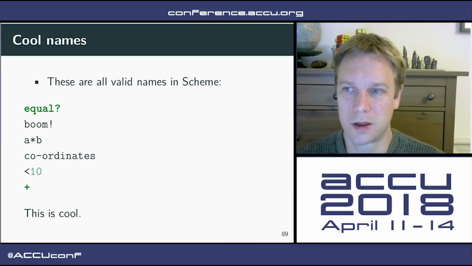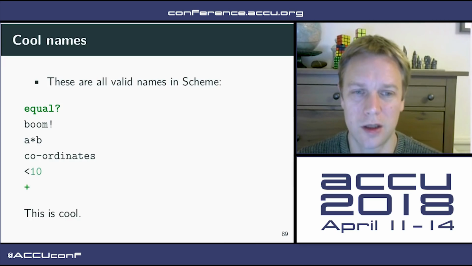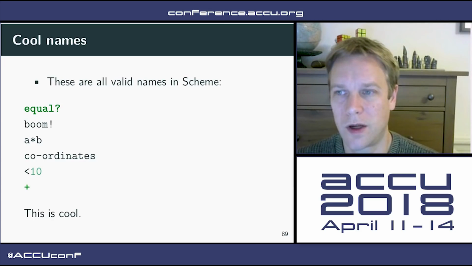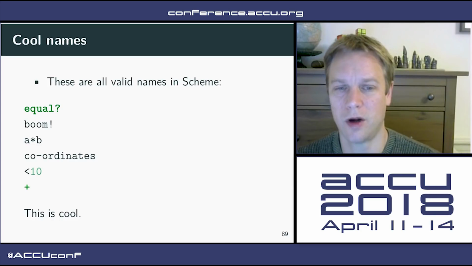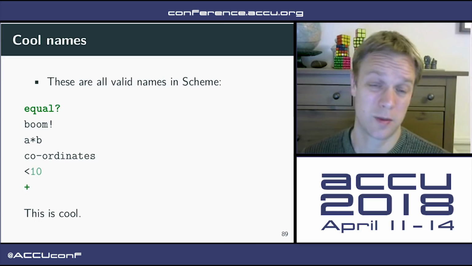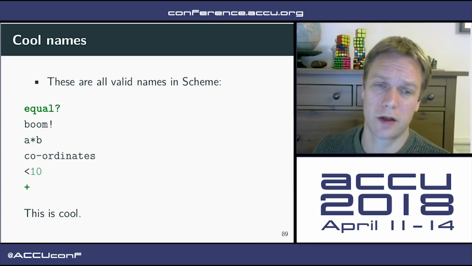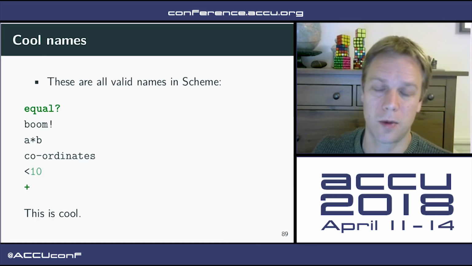All those names in that list, including things with exclamation marks and stars in the middle, or hyphens, or something like less than 10, are all valid names for things in Scheme. Scheme knows that everything you write until you type a space is part of the name you're defining. If you're thinking that that's awful and horrible, you're wrong. That's really cool.